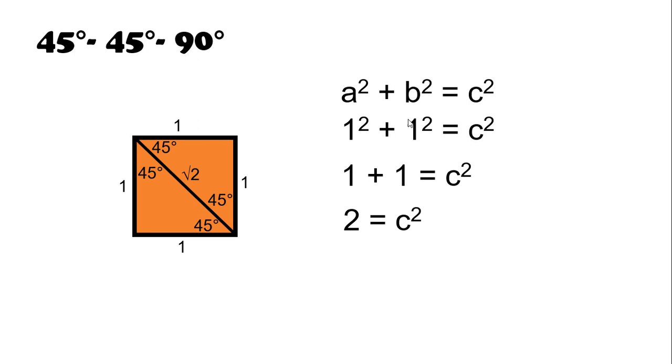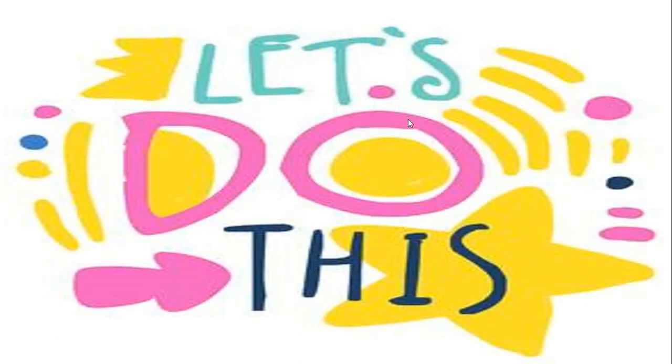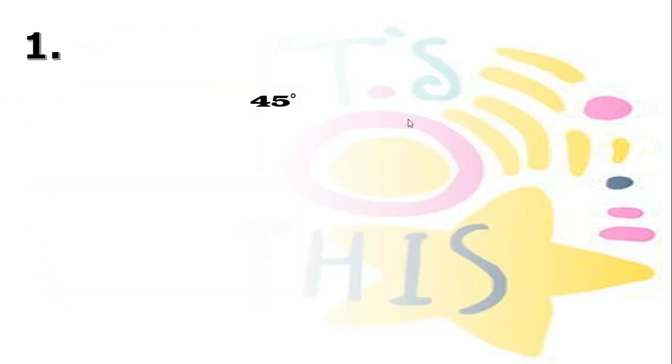And for us to get the exact value of c, we simply get the square root of both sides, and that would be square root of 2. So square root of 2 is now the measure of the diagonals or the hypotenuse. So we can conclude that the ratio of the sides in a 45-45-90 degree triangle is 1:1 is the square root of 2. Again, take note of this. So let's try to answer these examples.